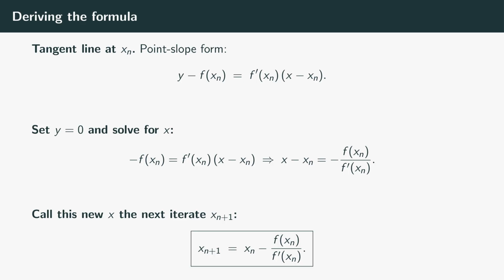Add x sub n to both sides, so x equals x sub n minus f of x sub n over f prime of x sub n. That value of x where the tangent crosses 0 is what we call x sub n plus 1, our next iterate. So Newton's method is x sub n plus 1 equals x sub n minus f of x sub n over f prime of x sub n. One formula derived in 3 lines. Memorize that formula. It's the whole episode.